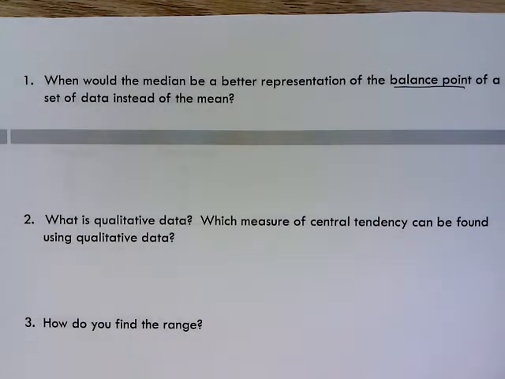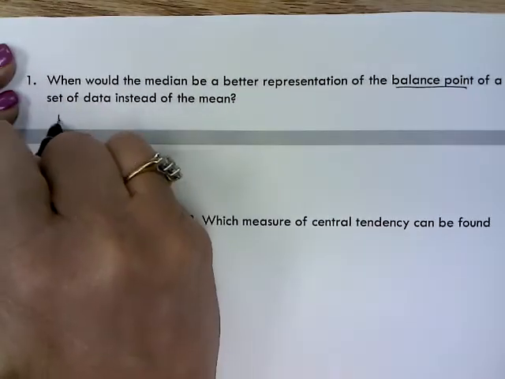Because as you know, the mean and the median should be around the same number. If I take an average of all my numbers, they should be around where my middle number is. That's why it's called a balance point. So when would the median be better than taking that mean? Excellent. We talked about this in class. It's when you have an outlier to skew the data.